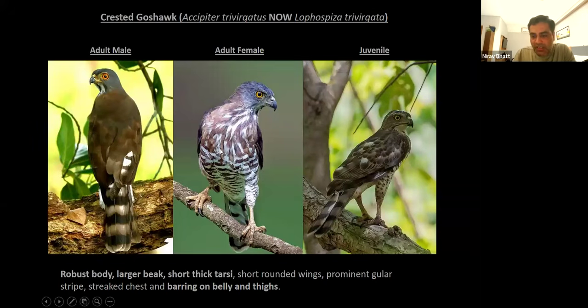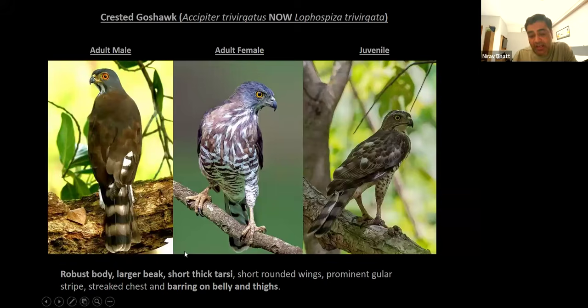Okay. For this also, the wings are rounded. It does not have a very long projection. There is a prominent gular stripe. We see here the gular stripe is very prominent. Here also it is very prominent. Here it is not visible in this angle, but it has a prominent gular stripe.